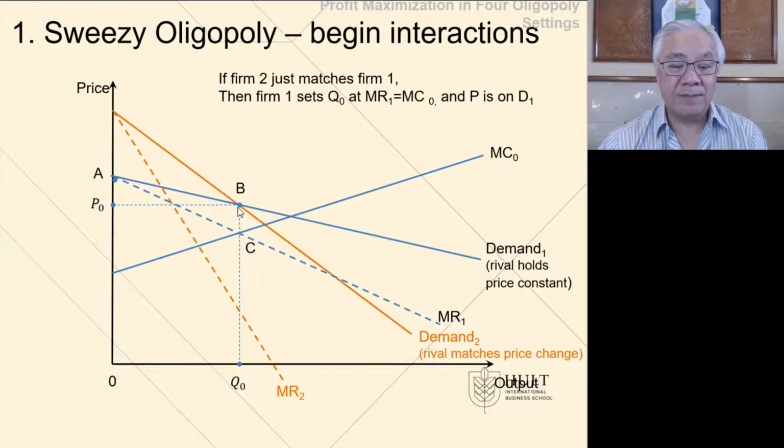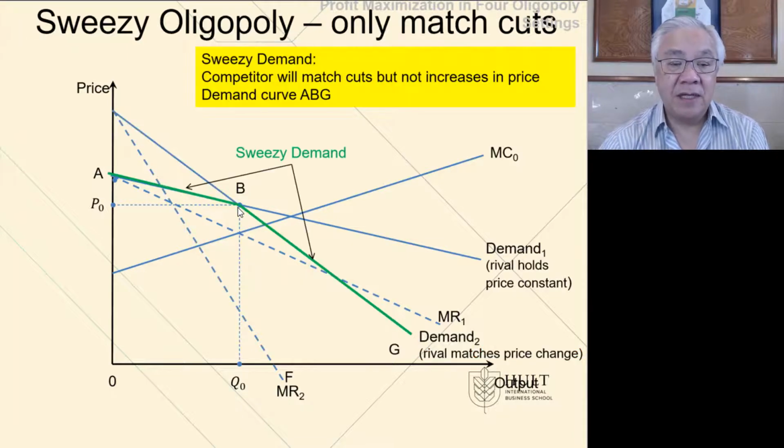We have an oligopoly. So now we introduce demand 2, which is the other firm, and they have a different demand curve and a different marginal revenue curve. So now we have a choice. Are we demand 1 or demand 2? Well, the very specific condition of Sweezy oligopoly is that the prices will be matched going down, but not going up. In other words, demand 1 is going to be operative above B, and then demand 2 will be operative below point B. And that is this kinked green curve. That's a Sweezy demand curve.